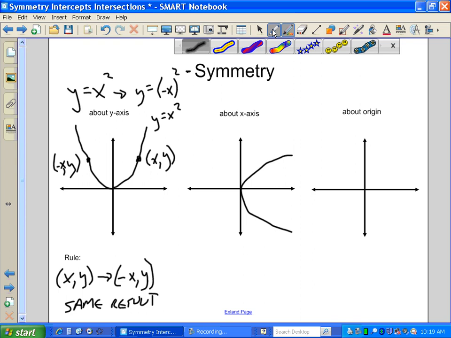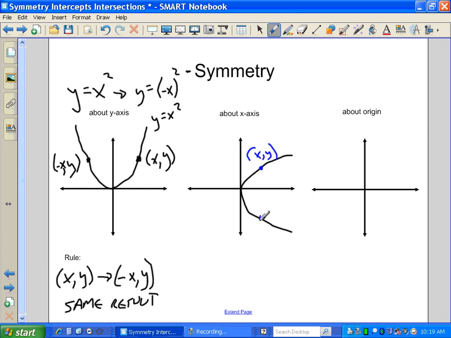Similarly, if I have symmetry about the x-axis, let's go with a different color pen just for points. Again, I look at the point x comma y and I look at its reflection over here. It's going to have the same x coordinate, and its y coordinate is going to be the opposite. So what we do in this case to check for symmetry is we take x comma y and replace y with negative y. And if we get the same result, then we know that we have symmetry about the x-axis.